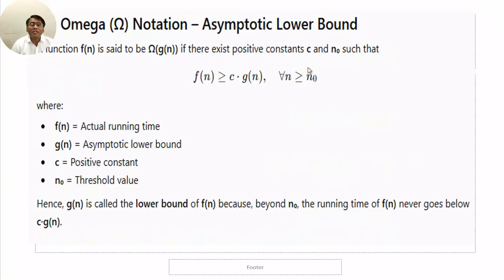Next is omega notation. A function f(n) is said to be omega of g(n) if there exist positive constants c and n0 such that f(n) is greater than or equal to c times g(n) for all n greater than or equal to n0, where c is a positive constant and n0 is the threshold. Hence g(n) is called the lower bound of f(n), because beyond n0 the running time of f(n) never goes below c times g(n).